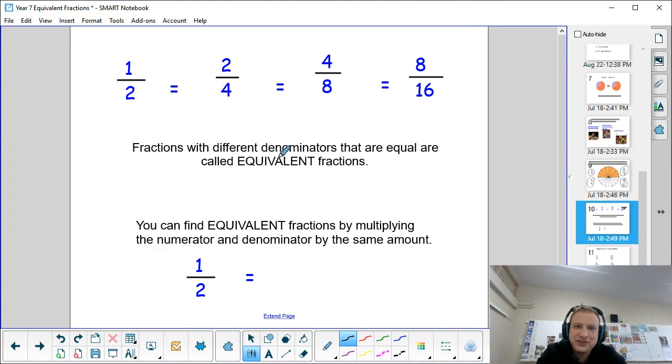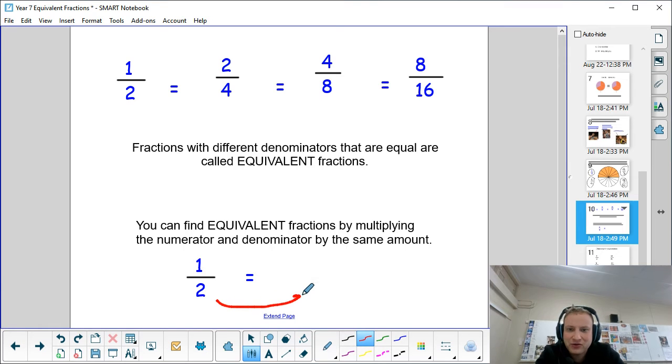So the definitions are here. You've seen this slide before. Some of you will have written it in your glossary. Generally, the idea is that fractions that have different denominators, but they're still equal, are called equivalent fractions. So these are the equivalent fractions from earlier. And we can find any equivalent fractions as long as we're consistent between the top and the bottom of our fraction, and that's through multiplying, or through dividing if I'm simplifying.